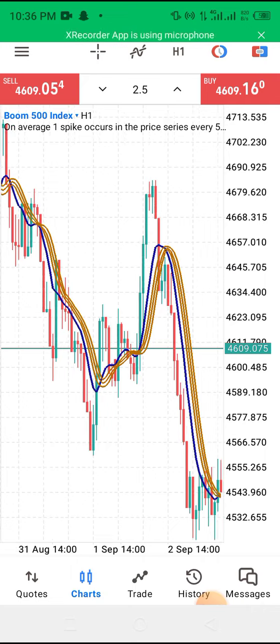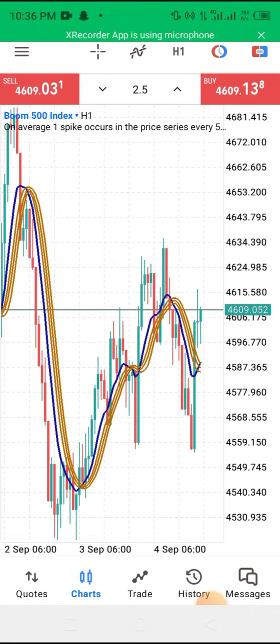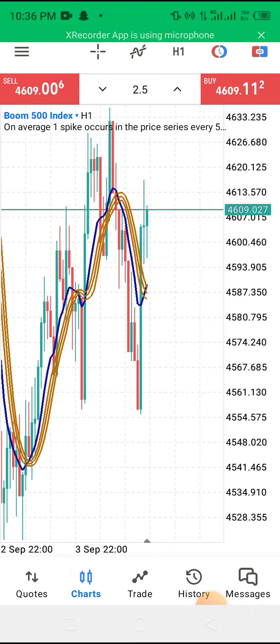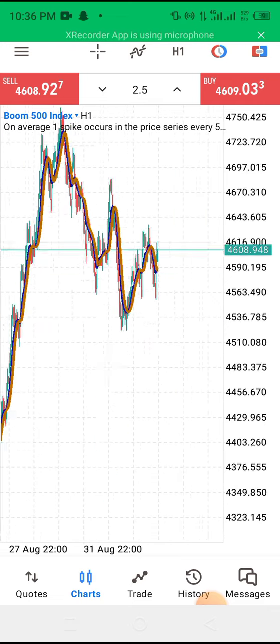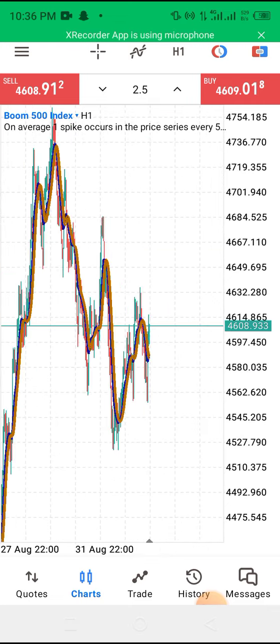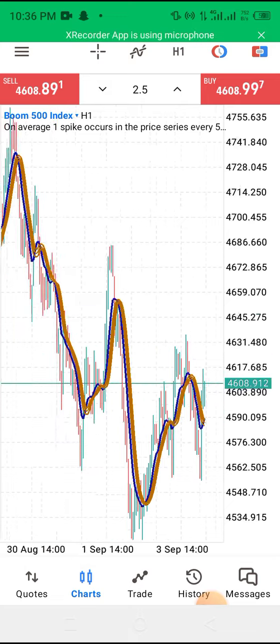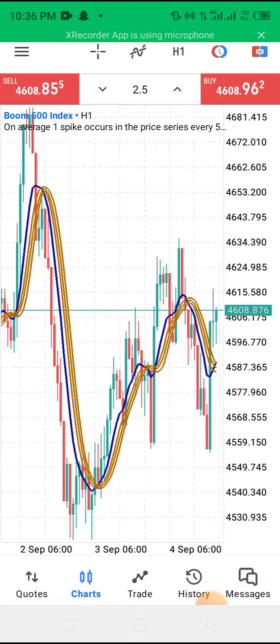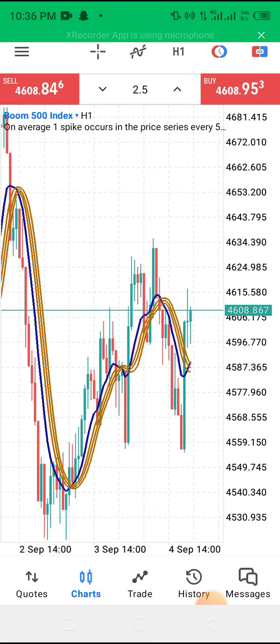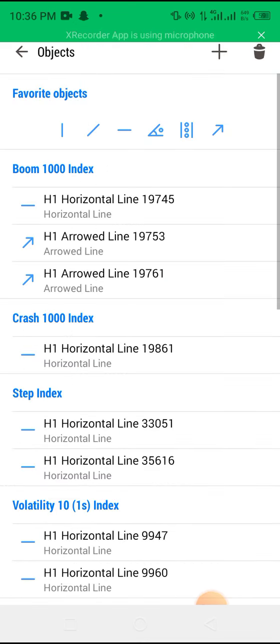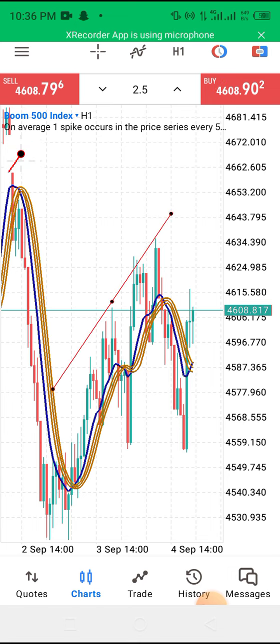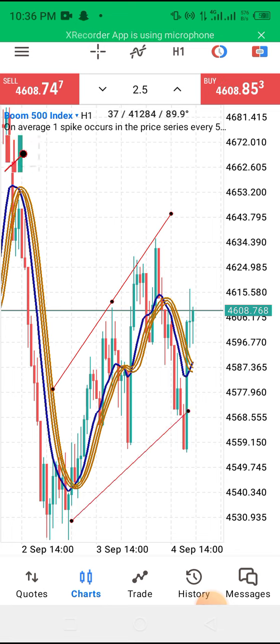We will say that boom 500 is actually on the high at the moment. Okay, it's an uptrend at the moment, so we wouldn't actually want to sell at this point. It's risky to sell at this point, because as you can see here, it's actually trending up. If you now draw a trend line, you'll see that it's actually trending up at this point.